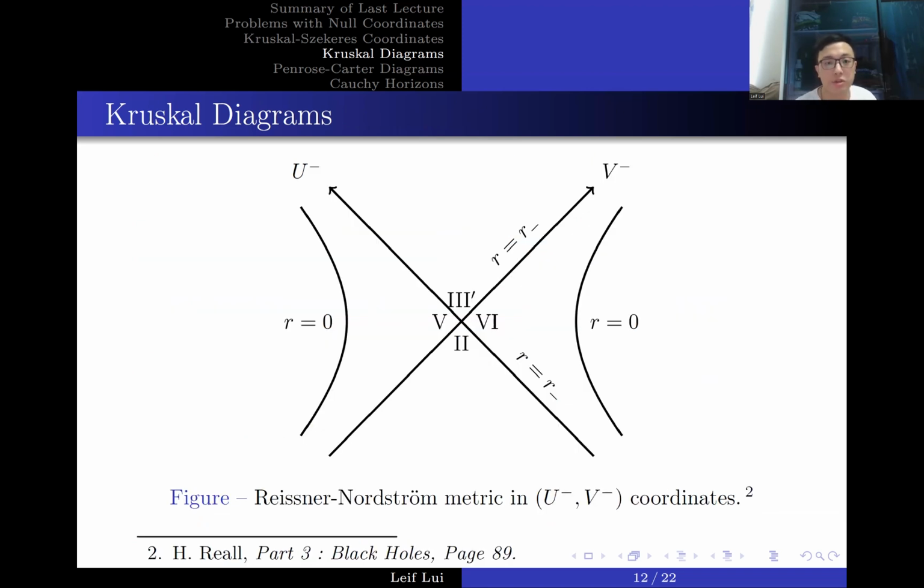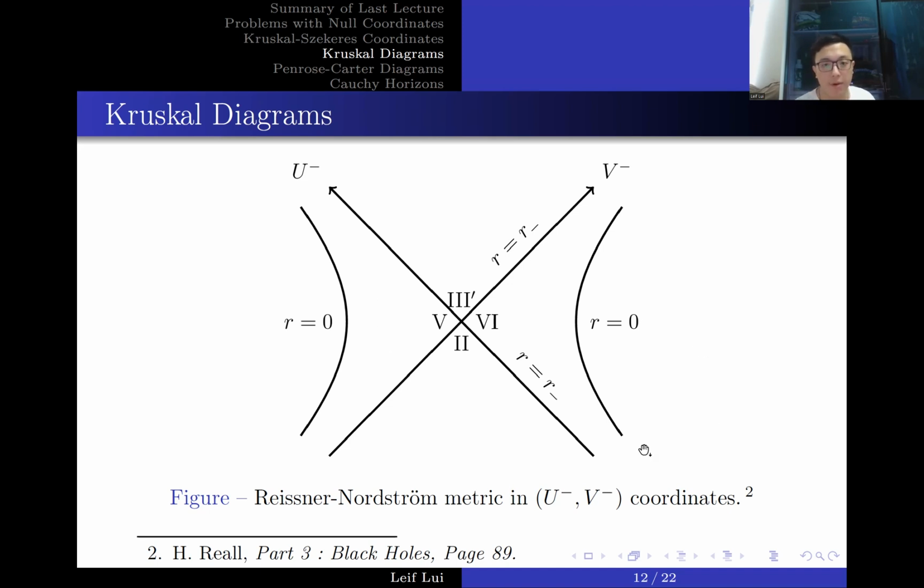So let us change to the u minus and v minus coordinates, and we will see something very, very similar to that of the Schwarzschild case. We can see in this figure here the characteristics of the Schwarzschild case, where the lines of constant t are represented by straight lines that cross the origin. Lines of constant r are represented by hyperbolas. And we can see that the u minus and v minus coordinates do encompass the region between r equals 0 and r equals r minus.